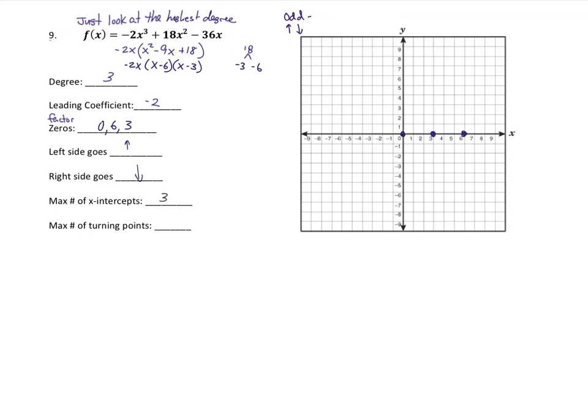Since our degree is odd and our coefficient is negative, it's going to go up to the left and down to the right. Maximum number of intercepts, 3, and turning points is 1 less than that. I'm going to use 1 and 4 as my turning points, so we're going to plug those in.